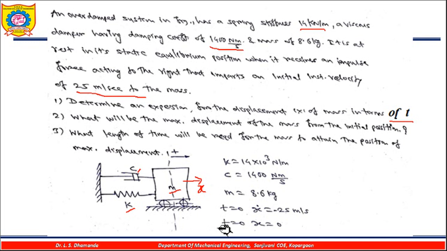So first we will get the expression, then we will find out the displacement and the time required for the displacement. Okay, so these are the given data: K and C specified for this particular system and the mass. So spring stiffness, mass and the damping coefficient, all these three things are available, and it is specified that at t equal to 0, x dot is equal to minus 25 meter per second, and at t equal to 0, x equal to 0. These are the boundary conditions specified for this.